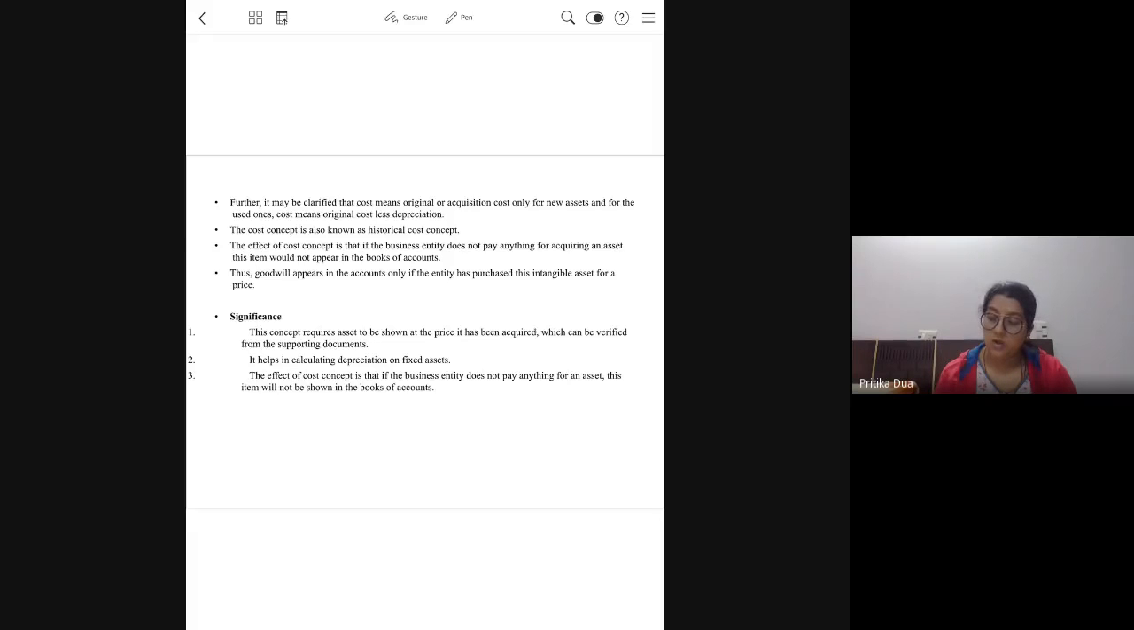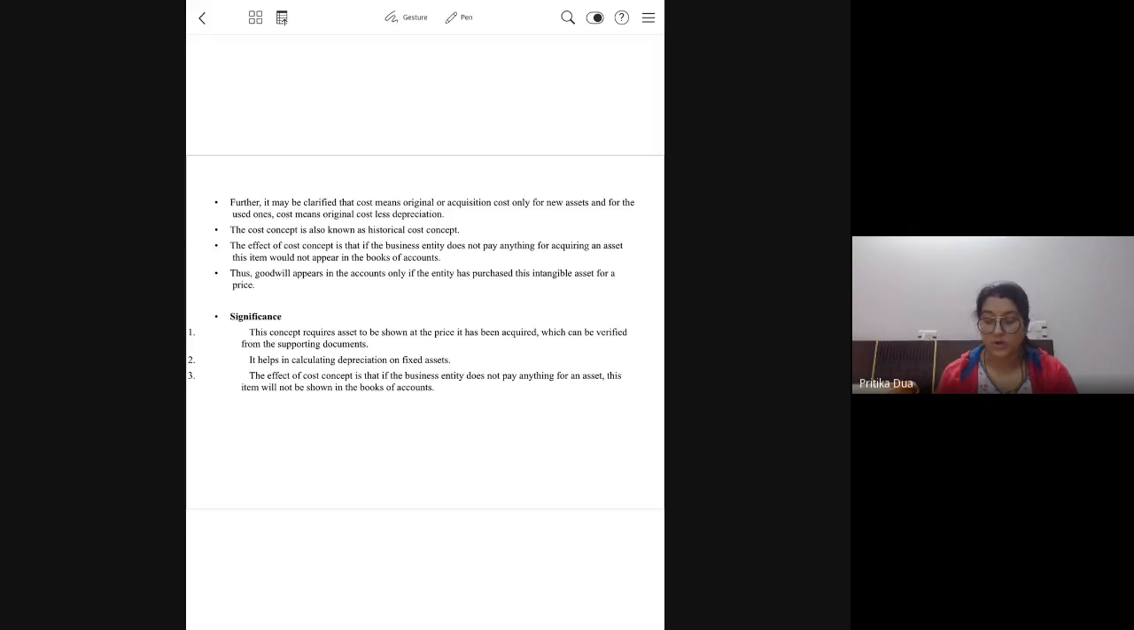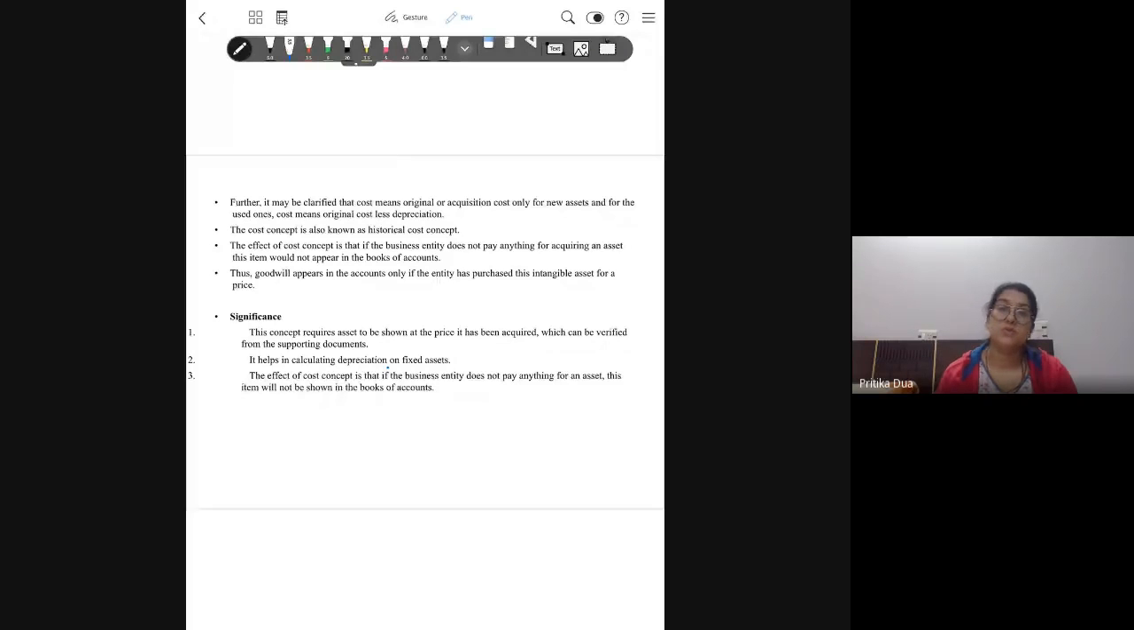Then what is the significance of this concept? The concept requires assets to be shown at the price at which they have been acquired, which can be verified by supporting documents. It helps in calculating depreciation on the assets, and the effect of cost concept is that if the business entity does not pay anything for an asset, this item will not be shown in the books of accounts. So you have to show the asset only at the acquisition cost.